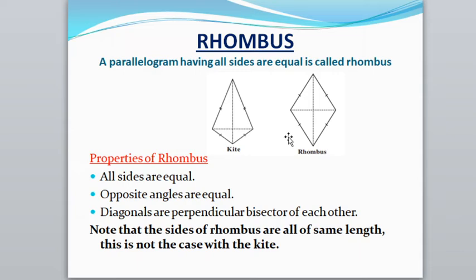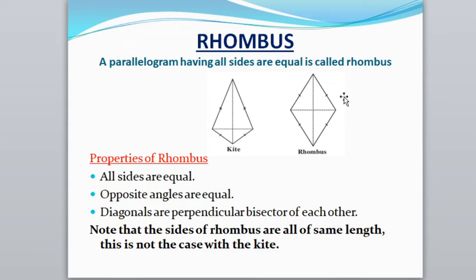But in a rhombus, all four sides are present, and all four sides are equal. It means this side is equal to this one, equal to this, and the third one is equal to the fourth side.